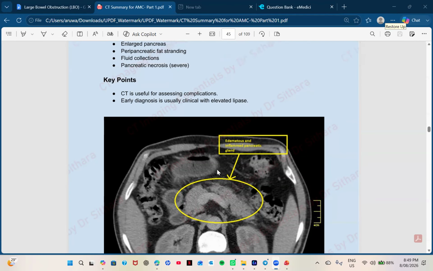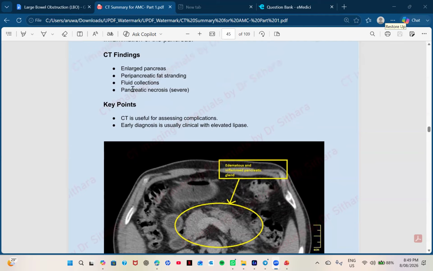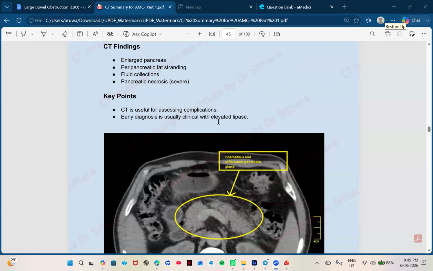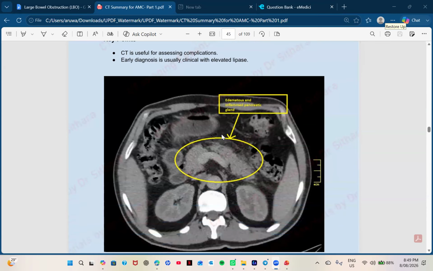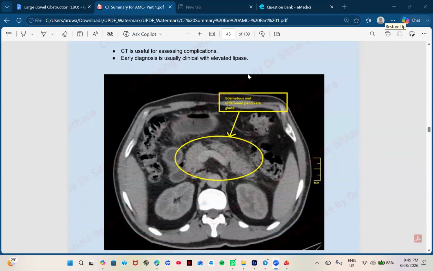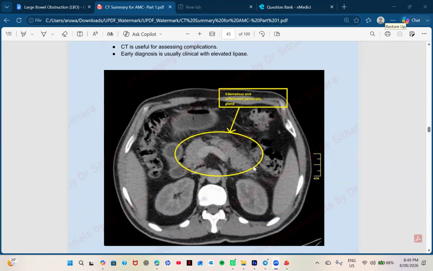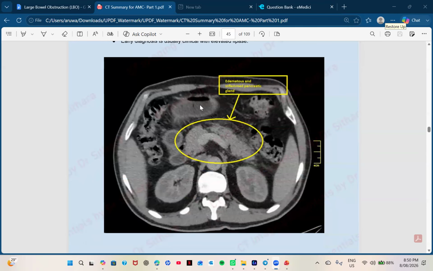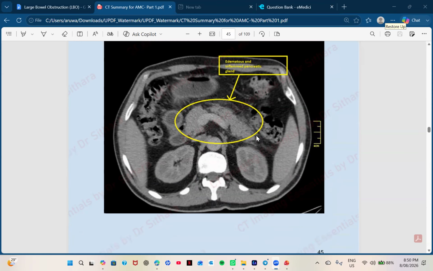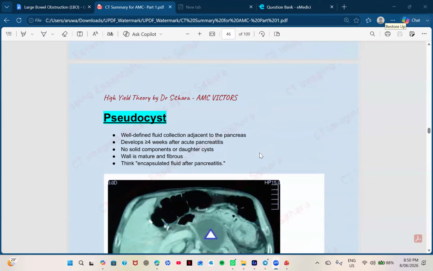So that means the inflammation of the pancreas, right? Peripancreatic fat stranding, fluid collection, and pancreatic necrosis in severe cases you can see. But usually we are not doing this CT initially for acute pancreatitis. We are doing it most of the time if there is a complication, such as chronic pancreatitis, right? Otherwise, we have the diagnostic criteria, and from the diagnostic criteria, we can diagnose it clearly, right?